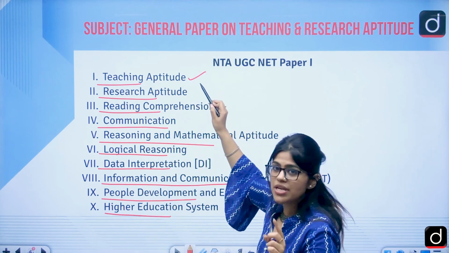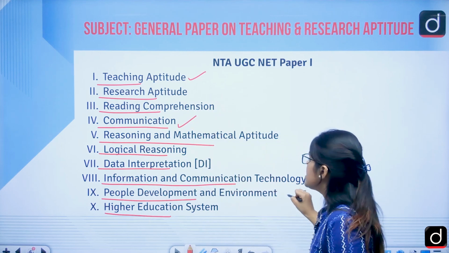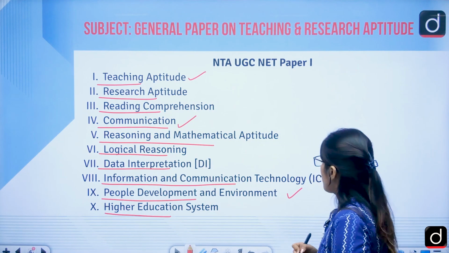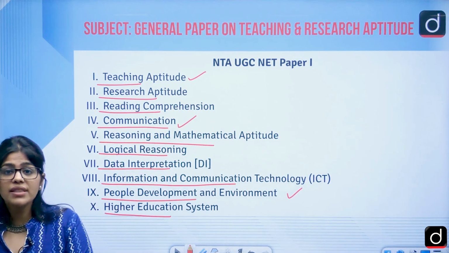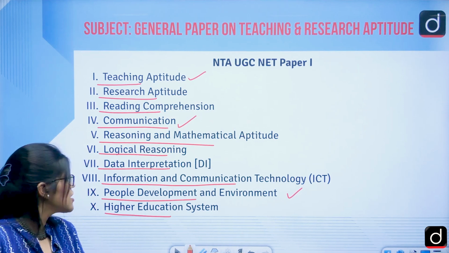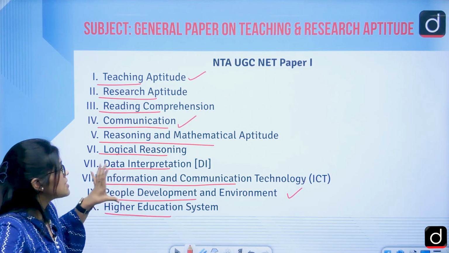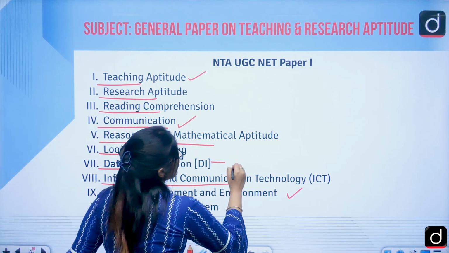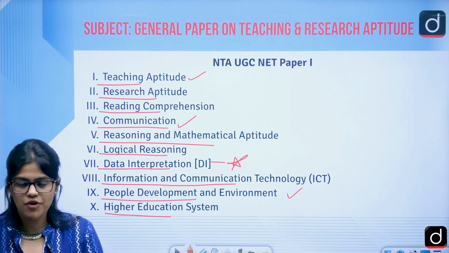We'll be doing teaching aptitude, we'll be dealing with communication, and then we'll be dealing with people development and environment, a very important unit. In fact, this time we saw that a lot of questions were asked from these 3 units that we have. So these 3 units are very important. Of course, your DI becomes very important because definitely they are going to ask questions from it.